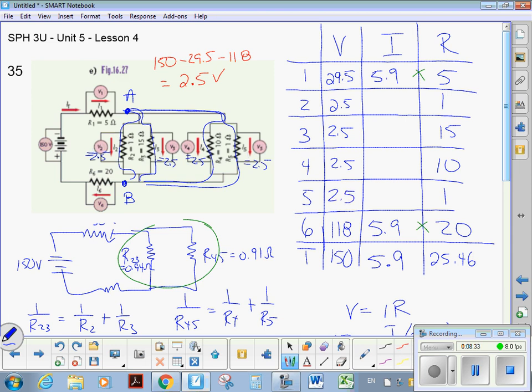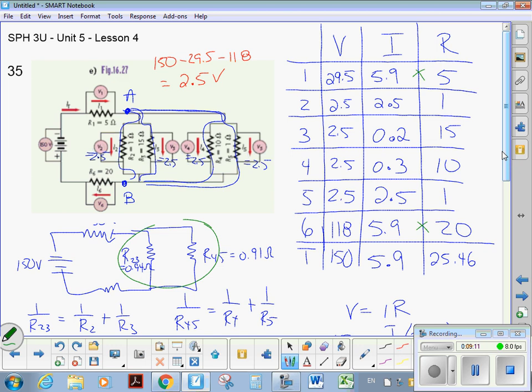So there we go. Now we can figure out the rest of it just doing our division. So that would mean that for number 2, 2.5 divided by 1, so 2.5 amps are going to go through circuit 2. 2.5 divided by 15, let's call it 0.2. 2.5 divided by 10 is 0.25. Let's call it 0.3 and 2.5.